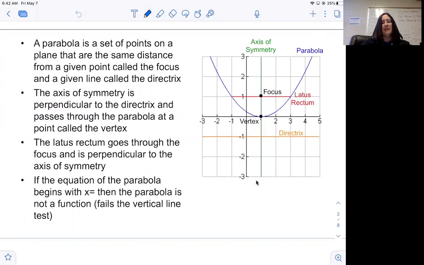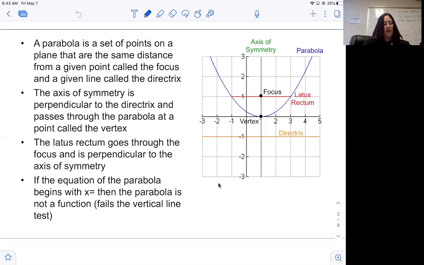We have an axis of symmetry. We have a latus rectum, that is the line that connects the 2 points on the parabola that are equidistant from your focus. It's perpendicular to your axis of symmetry.